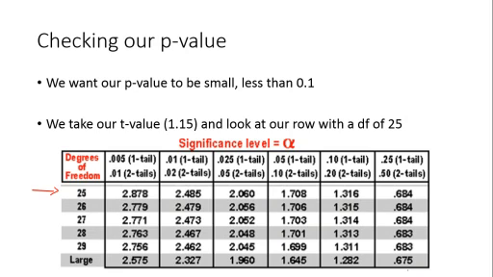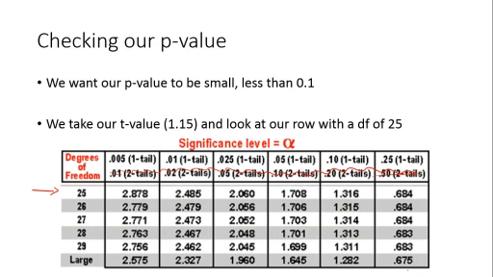Now, with this one, was this a 1 or 2 tail experiment? So think, was it greater than, or was it not equal to? Was it less than? Was it not equal to? Which one was it? So was it a 1 or 2 tail? In this case, it's a 1 tail because we just wanted to see if it was less than 0. So that means we're not looking at the bottom row, we're looking at the top row.